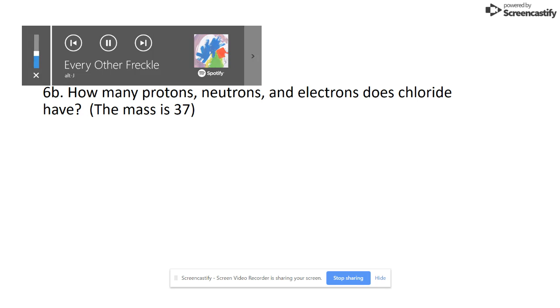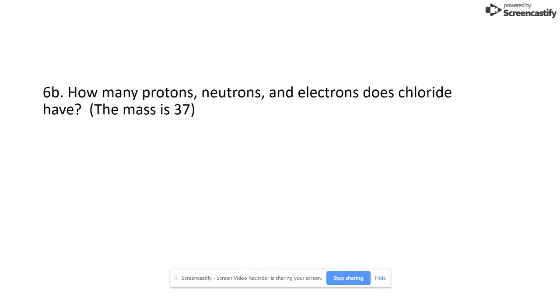So our question this time is how many protons, neutrons, and electrons does chloride have? And then it tells us the mass is 37. Now, one of the keys here is the fact that it says chloride. Now, remember, if it ends in "ide", that means it is an ion. And so that's an important part of this question.